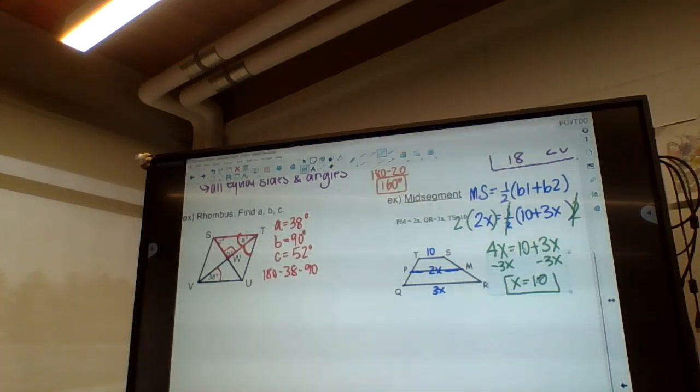And so the idea with the mid-segment is that it's like half of the two added together, so it's like the halfway point. It should be the middle number, so 10, 20, 30. So PM would be 20, if you had to find that.